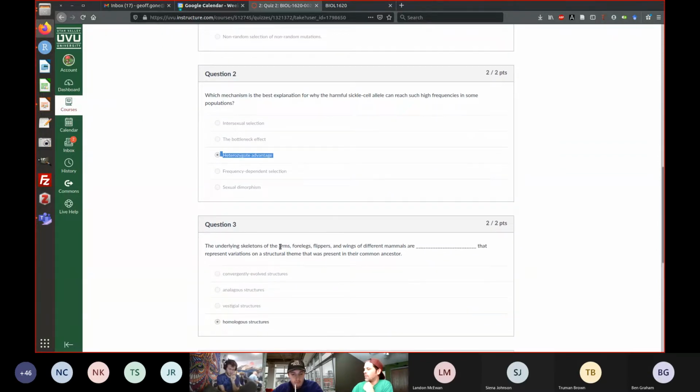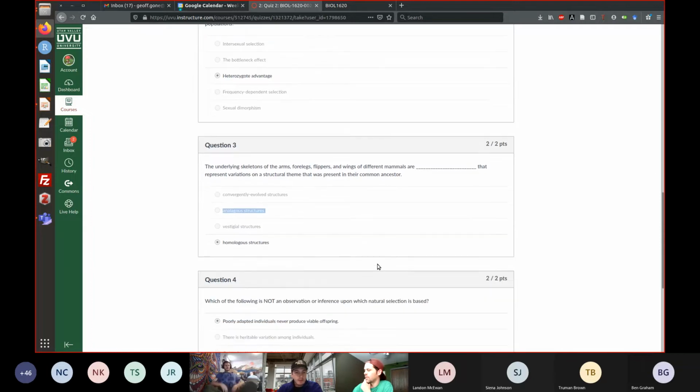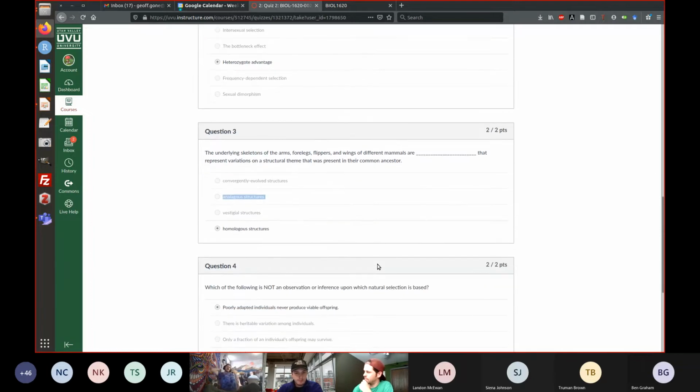Okay. Arms, forelegs, flippers, wings. Those skeletons are blank that represent variations on a structural theme. They're homologous to each other. Probably a lot of people put analogous on this one. I put analogous on that one.